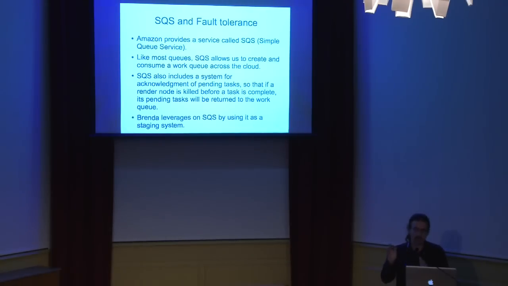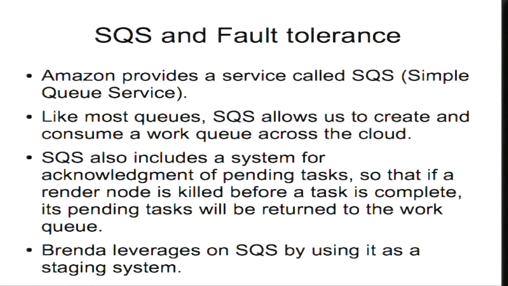We don't want to have a hole in our render where there are missing frames because the computer that was working on those frames got killed for some reason. And this is part of the whole model of being able to handle the unreliable nature of running jobs on these low-cost instances. So Simple Queue Service plays a very important role in simplifying the management and infrastructure and staging of our job in such a way that we're able to reliably complete the job, even though the nodes that are actually working on the job are inherently unreliable.